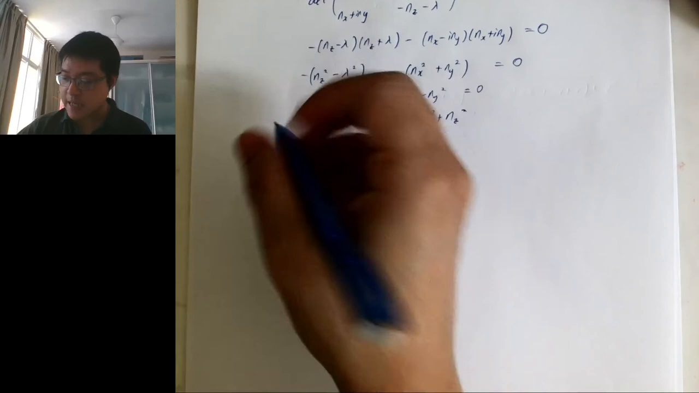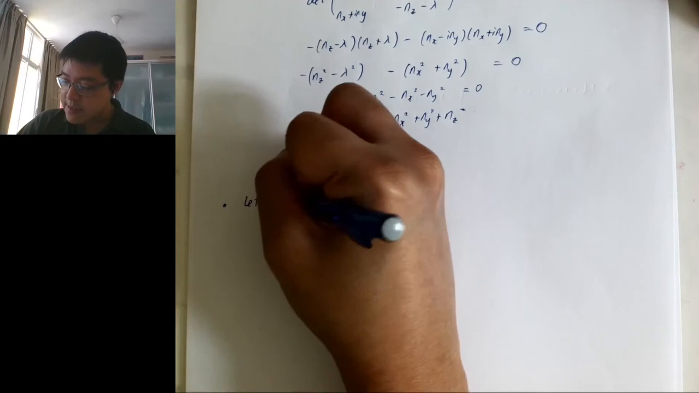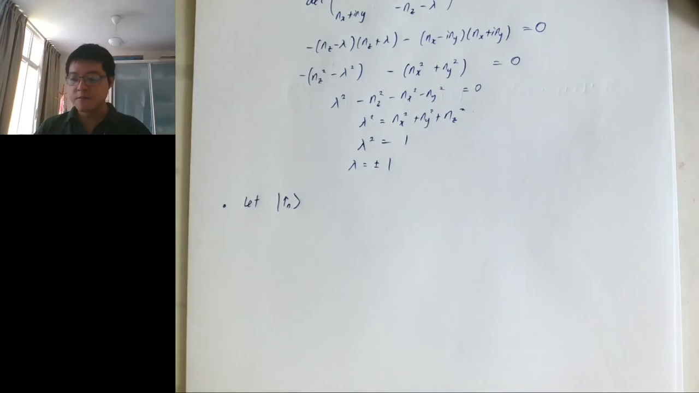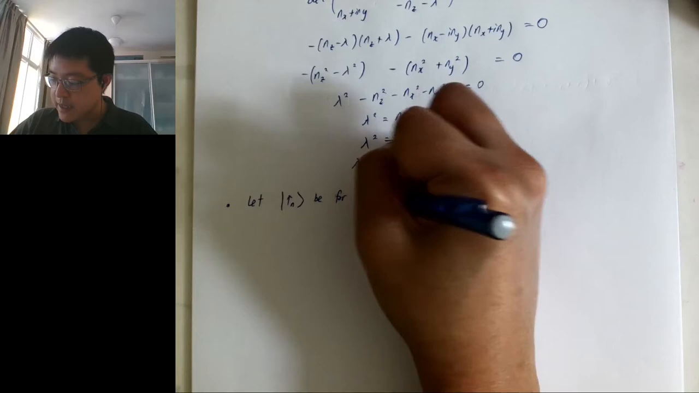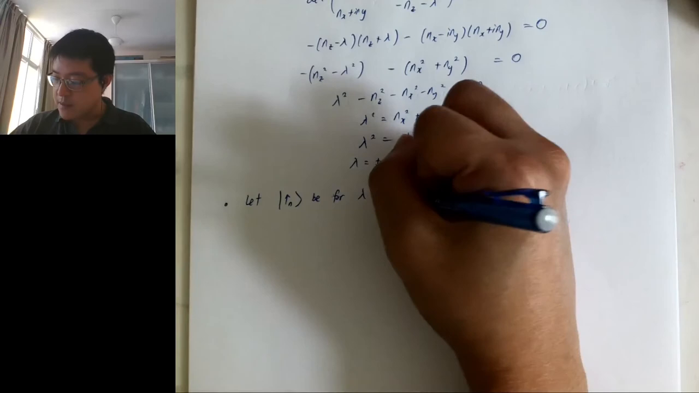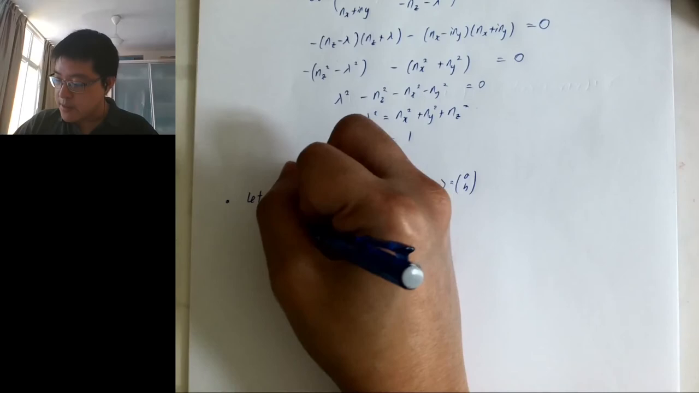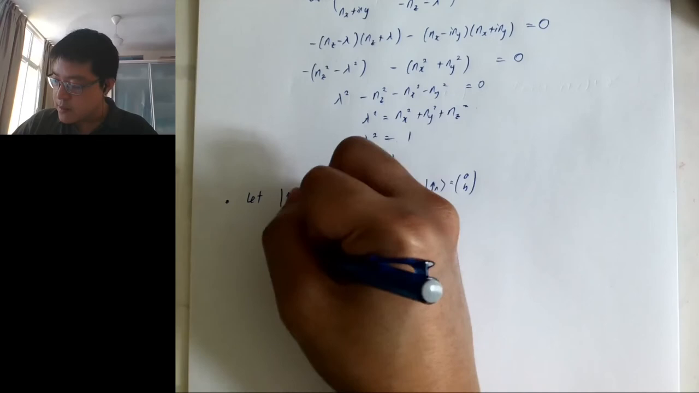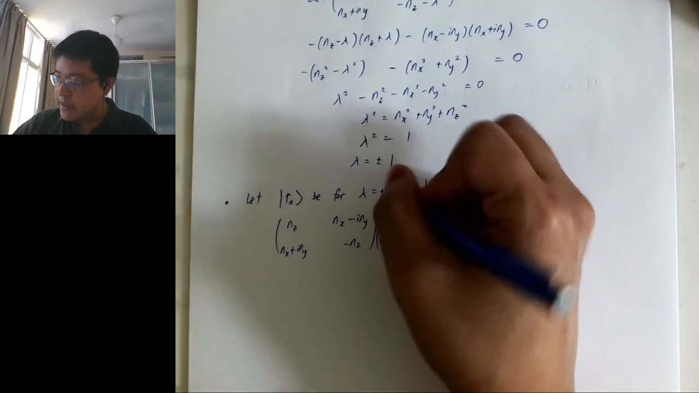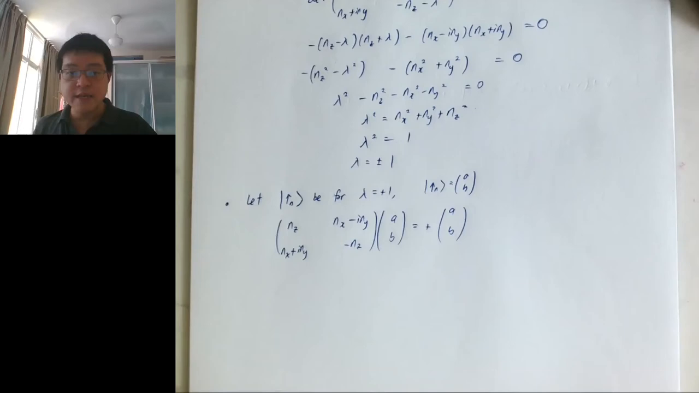Let's find the eigenstates. So let me call this up n, because the n could be anything, right? Be the eigenstate for the case where lambda equals to plus 1. So what this means is that I'm going to write up n as the usual unknown a, b, so that my operator is nz, nx minus iny, nx plus iny, negative nz. So if I act on this, it should give me a plus 1 coming back to the same eigenstate, right? So let's see what happens if I multiply.